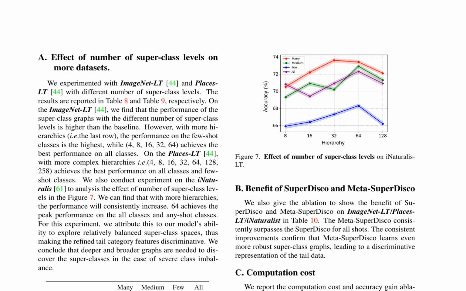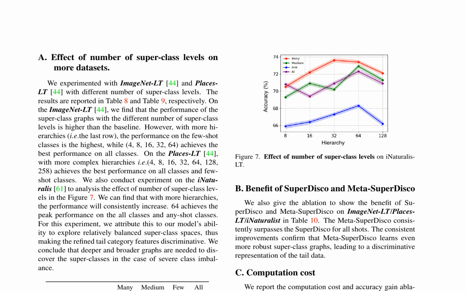Across datasets such as ImageNet LT, Places LT, and iNaturalist, performance consistently improves as the number of superclass levels increases, indicating that deeper and broader graphs are essential for discovering robust superclasses in cases of severe class imbalance. An ablation study demonstrates the benefits of both SuperDisco and meta-SuperDisco. Results show that meta-SuperDisco consistently outperforms SuperDisco across all shot types, implying that it learns more robust superclass graphs, leading to a discriminative representation of the tail data.